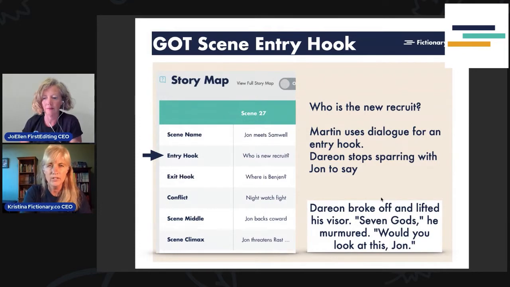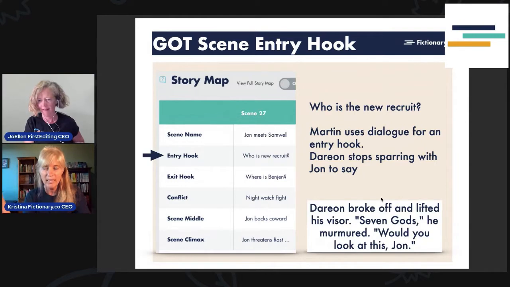So right away, it shows John as a character who is generous with his gifts and sharing them. So they're in the middle of sparring, and Darian stops and he says, Darian broke off and lifted his visor. 7 gods, he muttered. Would you look at this, John? And so the whole audience, everybody in the yard turns and faces poor Samuel. And so the entry hook there is, who is the new recruit and why are they so interested in him?